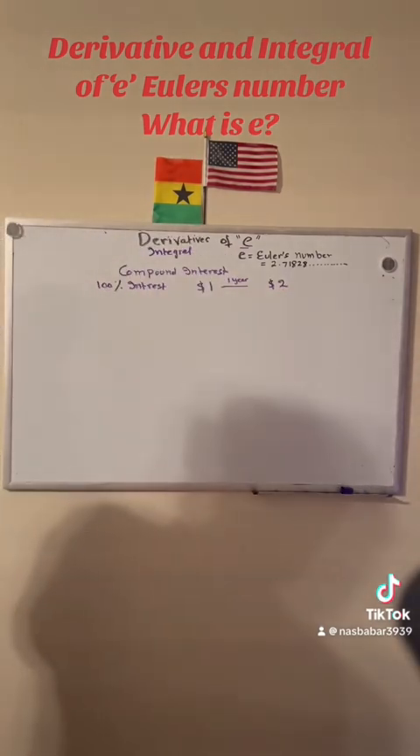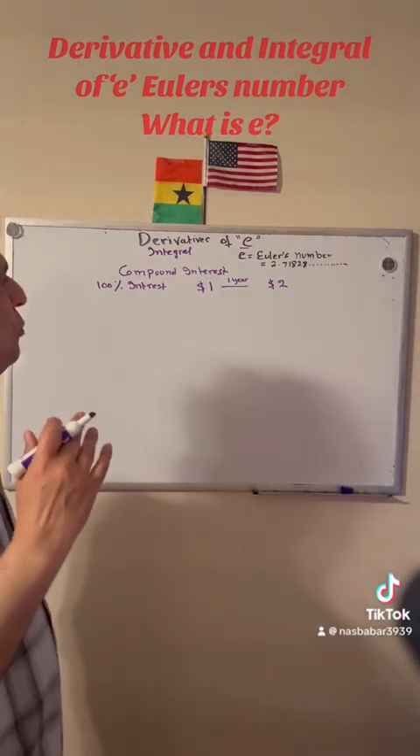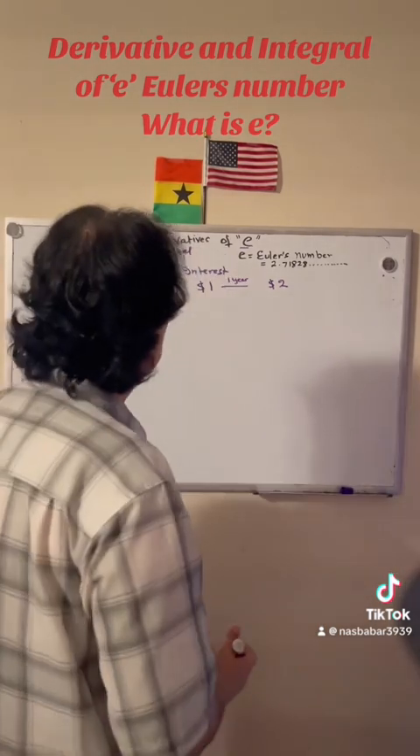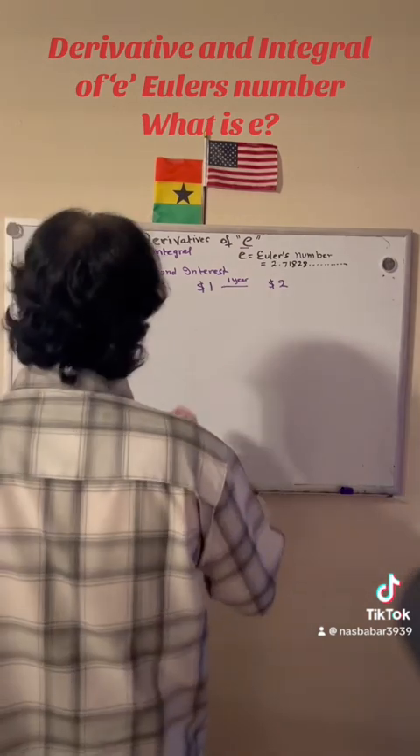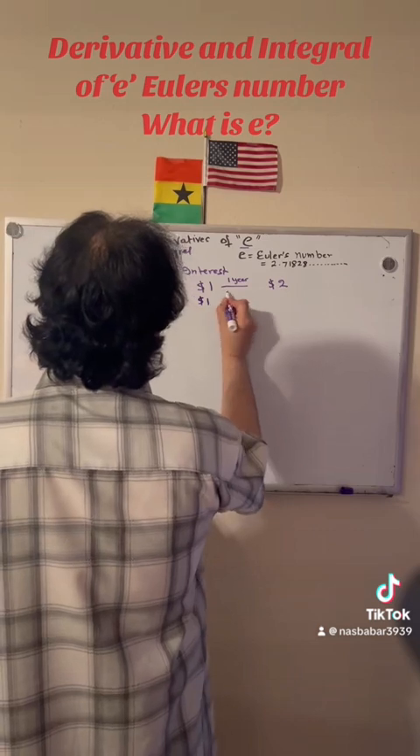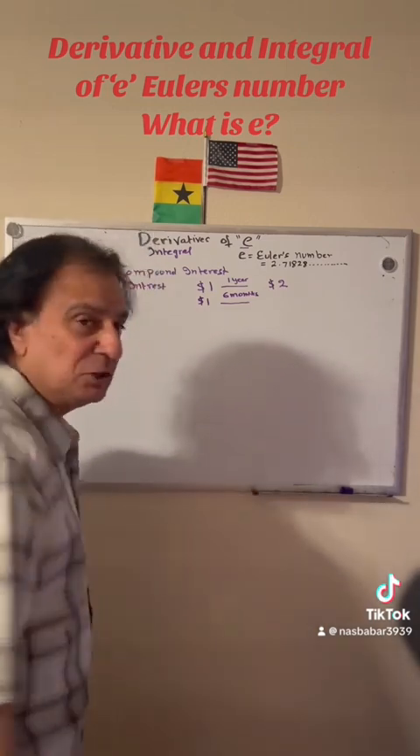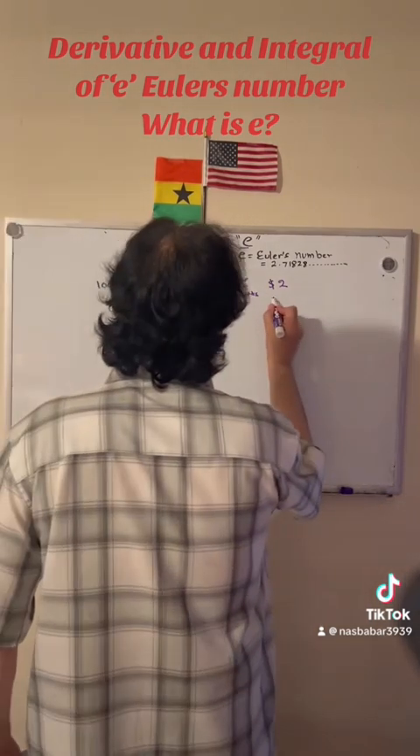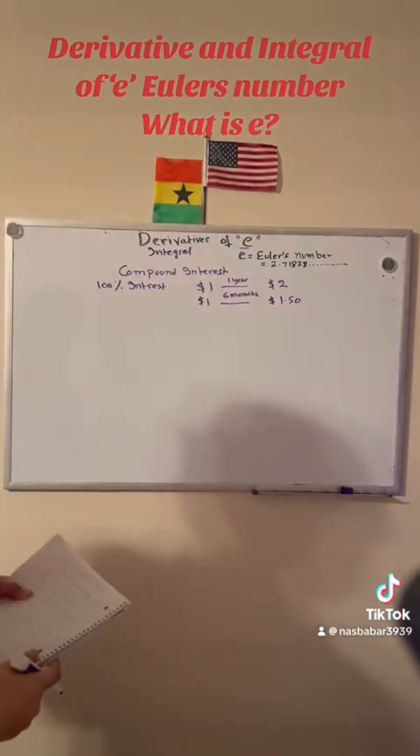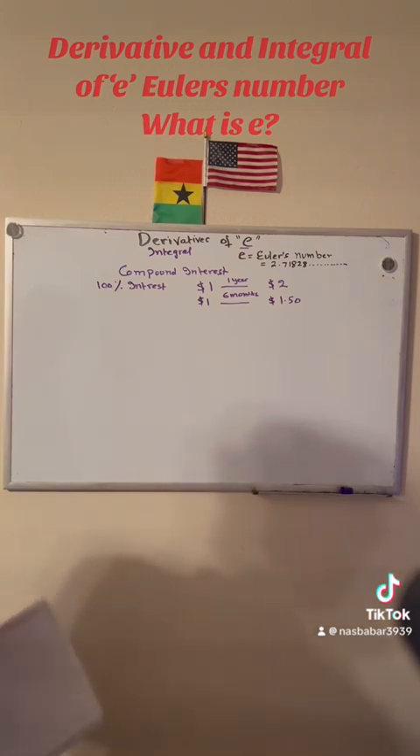Now, if I say, can you give me interest every 6 months instead of 1 year? What would happen then is that this $1 after 6 months will become how much? $1.50, right? Makes sense, right?